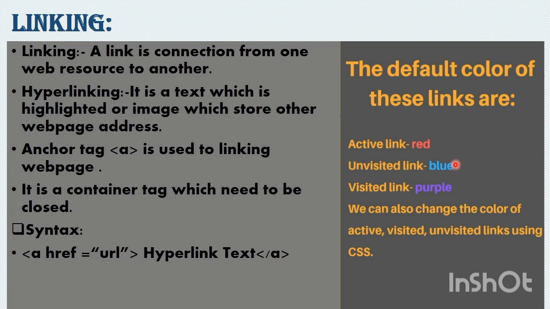Look here. By default, if you click on a link, it is red in color, active link. Okay, you have visited, so it is in red color. Unvisited link is blue in color and visited link will be purple in color. These are the default colors of the links. You can also change these colors using CSS.